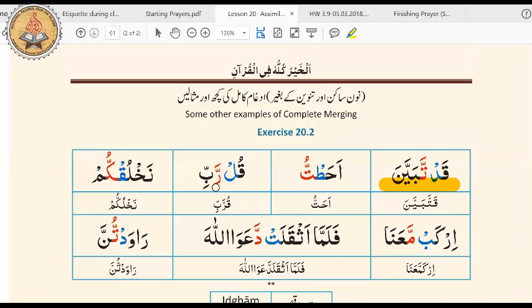Okay? Have a go at this one. Kul Rabbi. Excellent. Well done. Again, you made sure idgham kamil is taking place. You ignored the lam. So well done. Have a go at the next one. Nakhlukum. Yes, excellent. Well done.